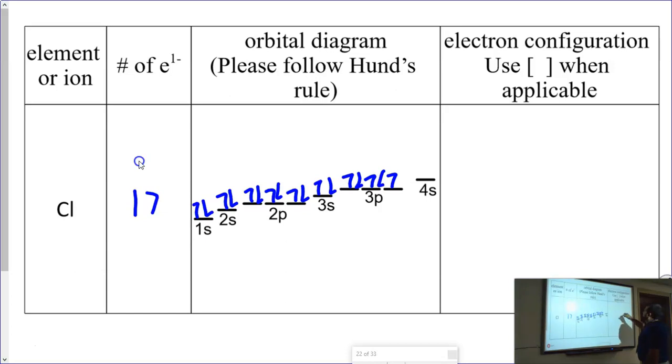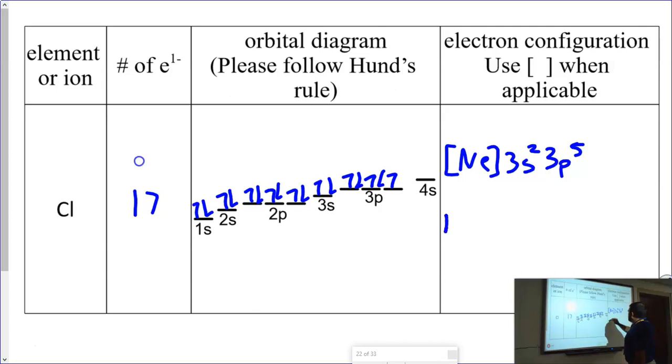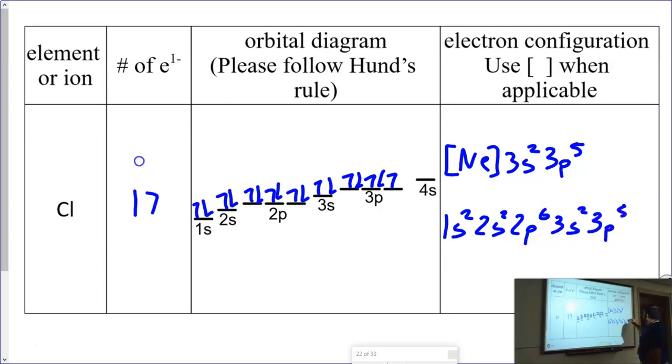For the electron configuration, again, for the abbreviation, I would use neon, and then I would continue forth, 3s2, 3p5. Without that, 1s2, 2s2, 2p6, 3s2, 3p5.